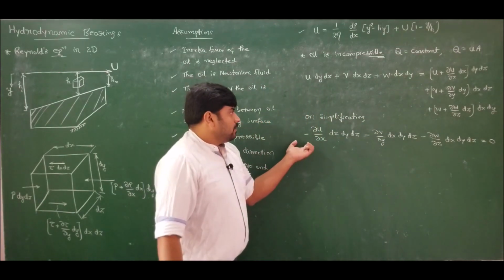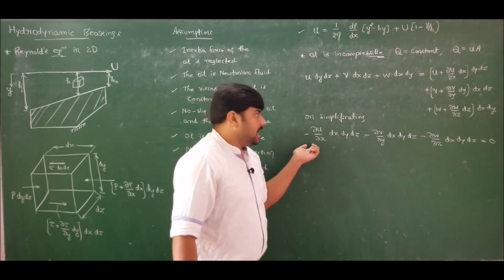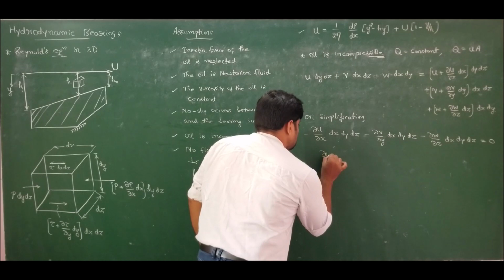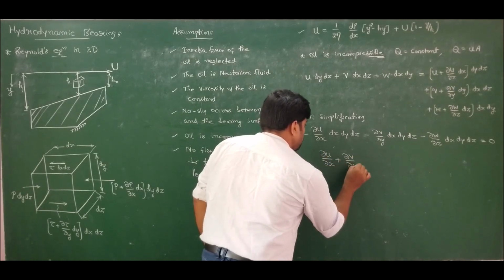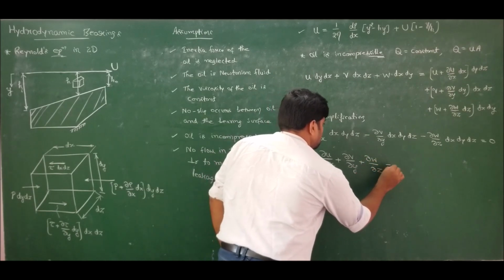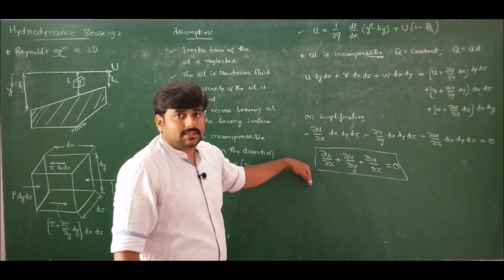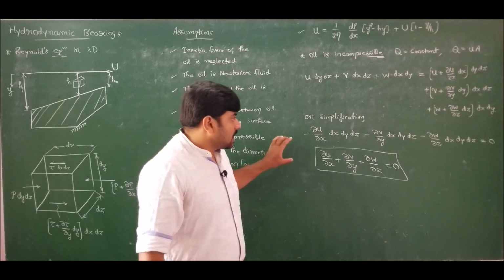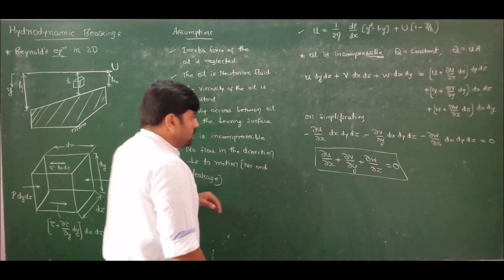I will multiply throughout by minus sign and take the volume outside and send it to the right hand side. I am left with dou u by dou x plus dou v by dou y plus dou w by dou z is equal to 0. What do you call this equation in fluid mechanics? Yes, you are correct. This is the continuity equation of fluid mechanics, that is conservation of mass.